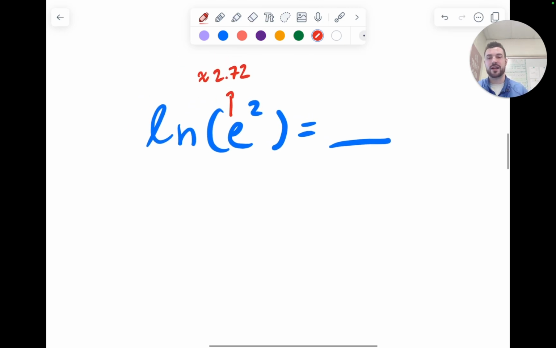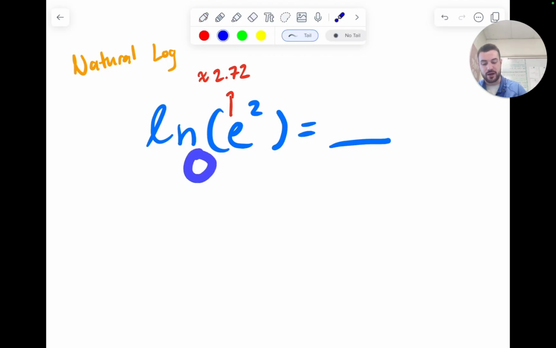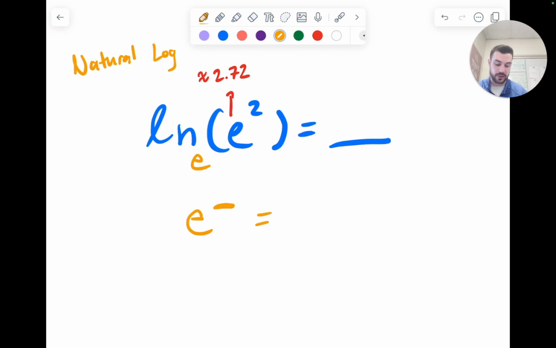Now, we've got something that looks like an ln, and this is our natural log. The reason it is a natural log is because the base that is not written down here is e, or the natural number e. So since it is the natural number e, we have the natural log. What this is saying is e to what power is equal to our argument, which is e to the second. The only way that these two things can be equal is if the exponent over here is also 2, which means our answer would be 2.